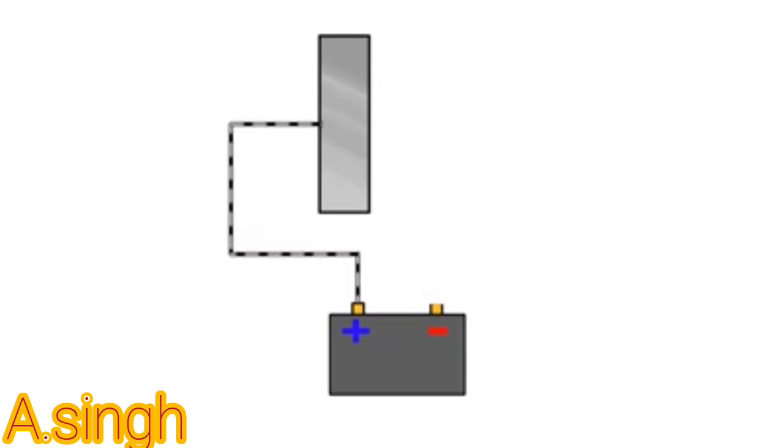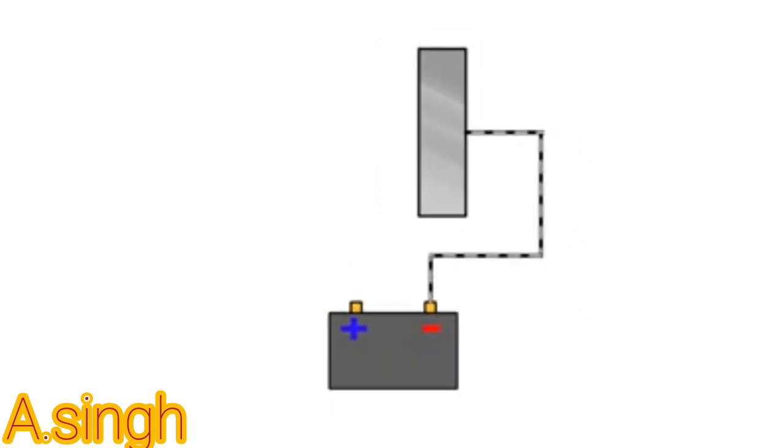If we take a metallic plate and connect it with the positive terminal of a battery, positive charge gets accumulated in the plate. Similarly, if we take another plate and connect it with the negative terminal, the plate will become negatively charged.